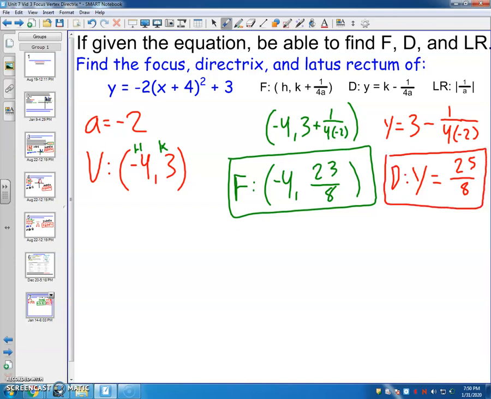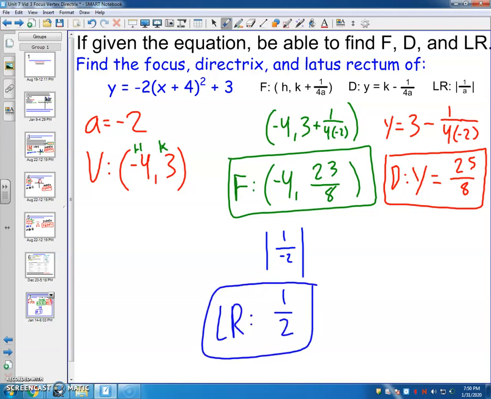The last one, the easiest one, is the length of the latus rectum. That is a simple formula. It's just absolute value of 1/A. So 1/A is -2. The inside is a single number. It comes out positive. So the length of the latus rectum is always positive. So LR is this. And I'm done. So I found 3 things. Sometimes that's 3 separate test questions.